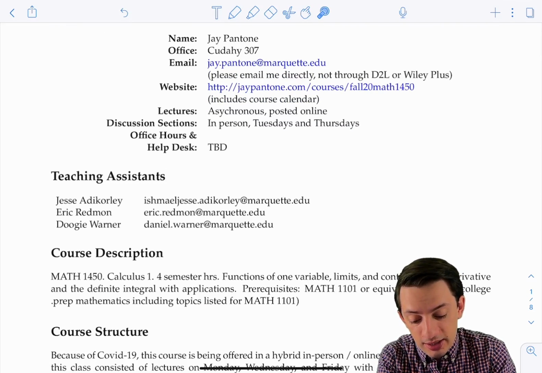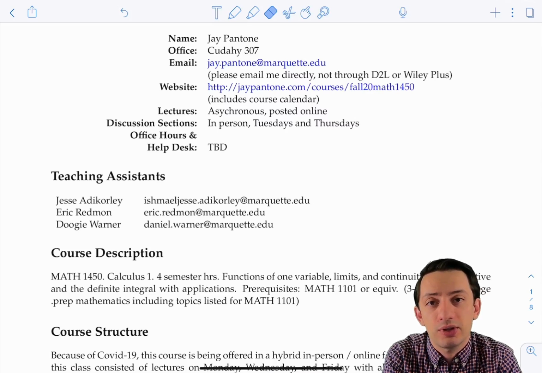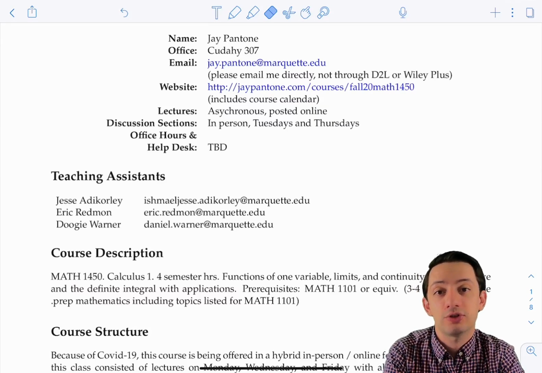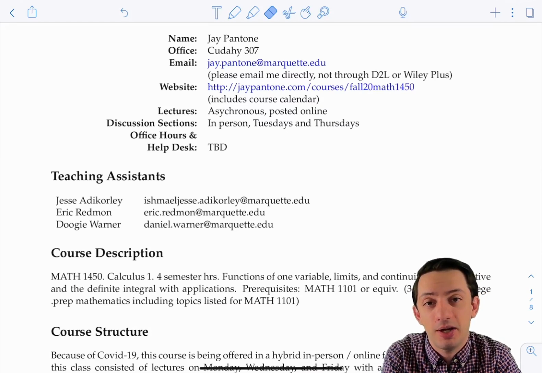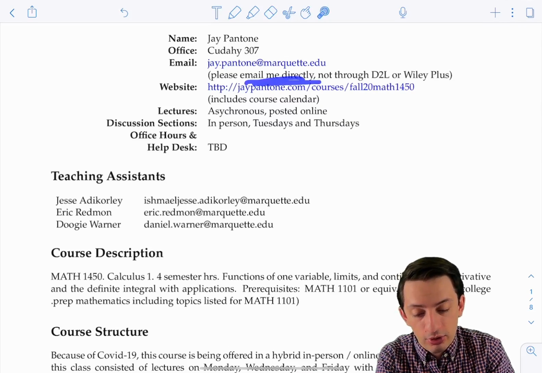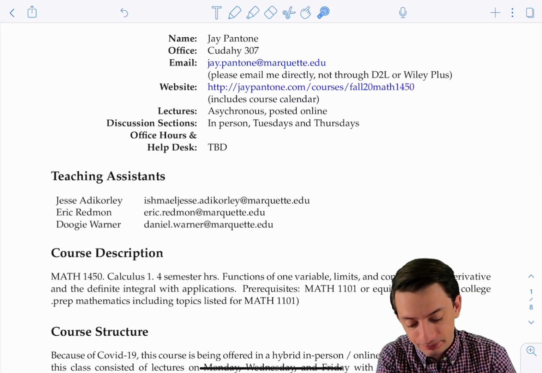My email is here. Now, one important note: some of the tools that we'll use in this course, like D2L or Wiley+, have their own email system. But a lot of times I don't get notifications about those emails. So if you want to make sure that I get your email and can reply as quickly as possible, please email me directly, not through D2L. Just email me directly at that email address.